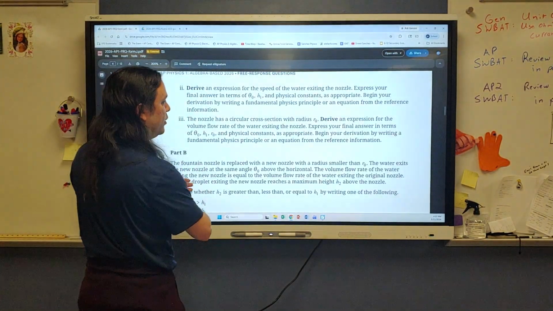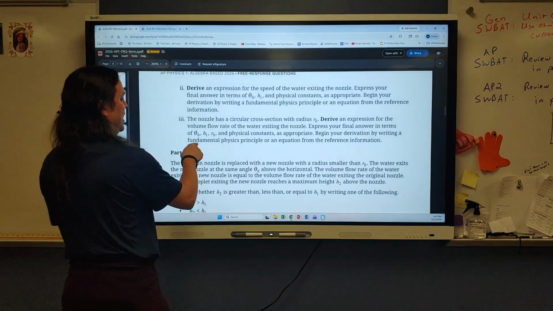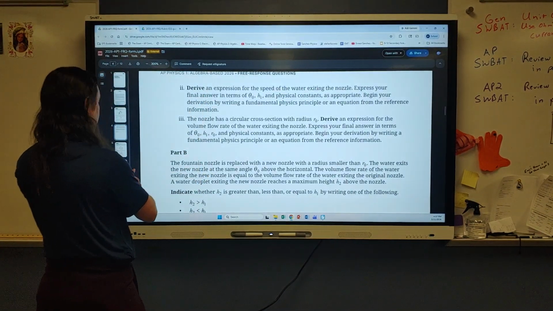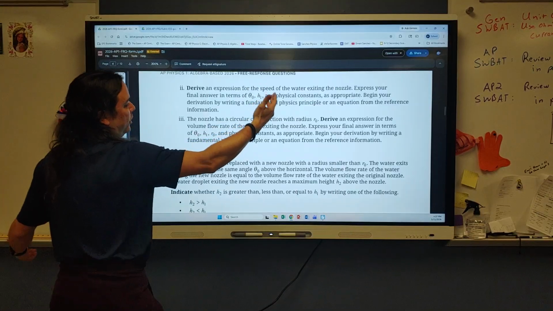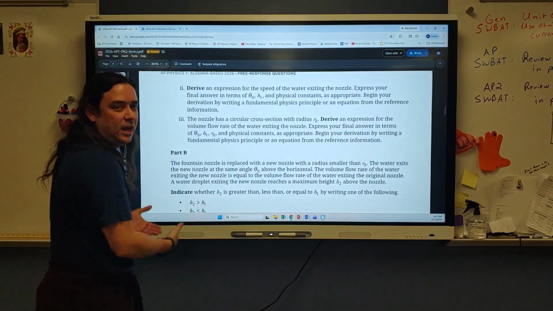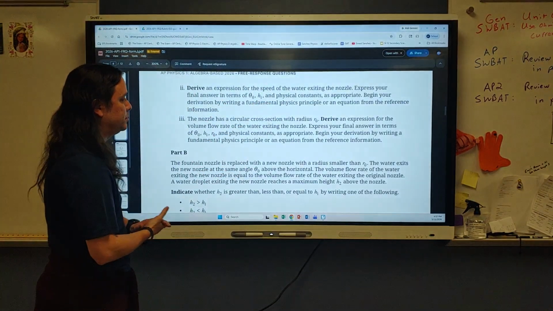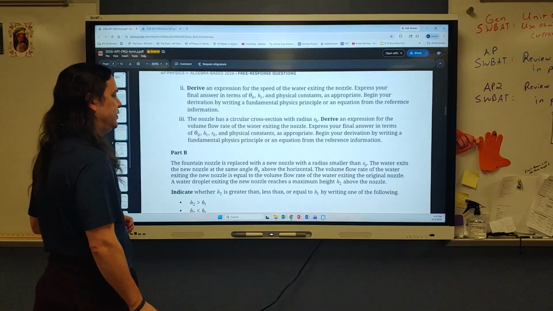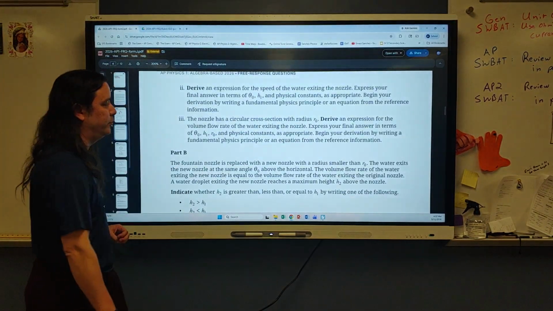But moving on with this: express your final answer in terms of theta naught, H1, and R naught. Basically, note that this is the second part of this. So they're kind of wanting you to use the same thing or use your answer to the previous part. We'll see how that works out. Begin your derivation by writing a fundamental physics principle or an equation from the reference sheet.